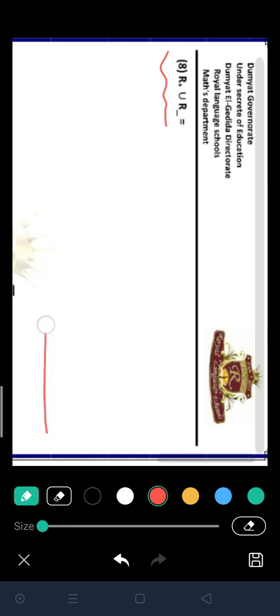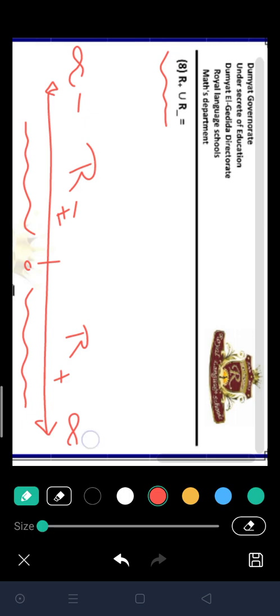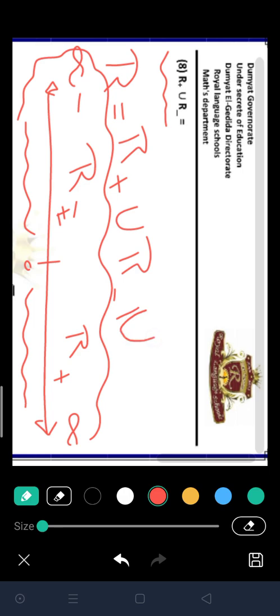We know that this is the number line, 0 in the middle, and infinity and negative infinity. We know that all this part on the right-hand side is called what? Called R positive, and all this part on the left-hand side is called R negative, and all the number line is called R. So the set of real numbers equals R positive union R negative union the set of 0.